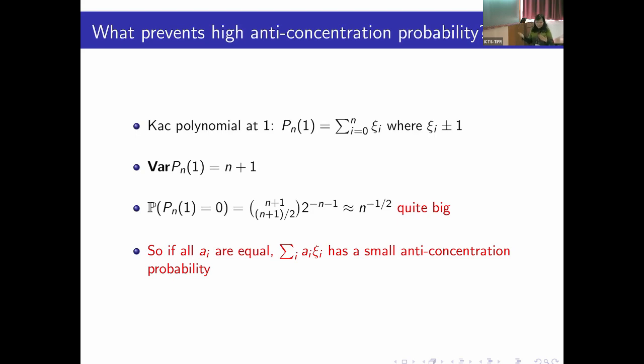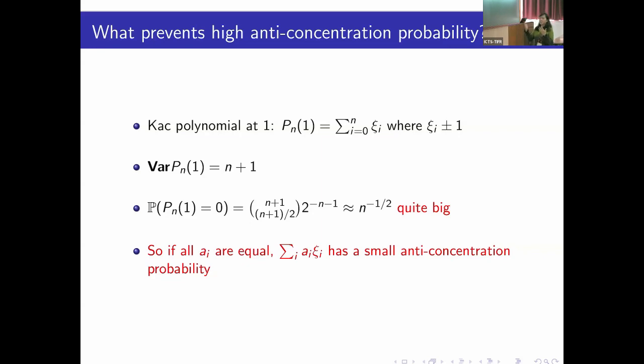Let's say here the C_i's are just plus and minus 1. Now the variance of P_n(1) is n plus 1. And the probability that P_n(1) is precisely 0 is the same as the probability that, out of the n plus 1 random variables C_i, half of them are 1 and half of them are negative 1. So that probability becomes (n+1 choose (n+1)/2), to choose the positions of the 1s and the negative 1s, times the probability of each choice of the positions, 2 to the minus n minus 1. So that is of order n to the negative 1/2.